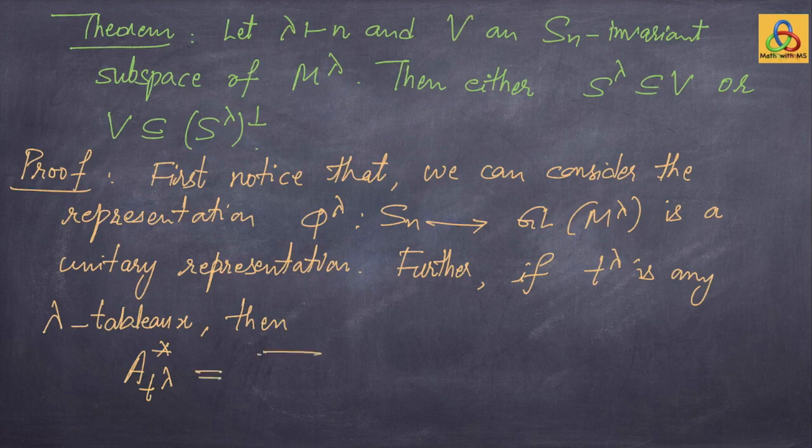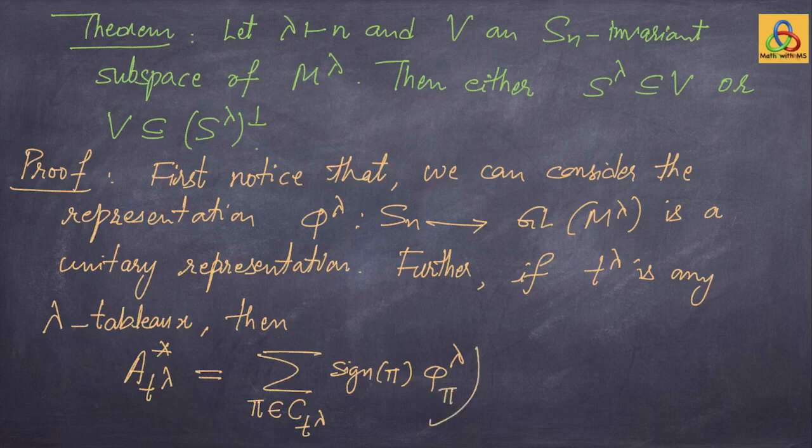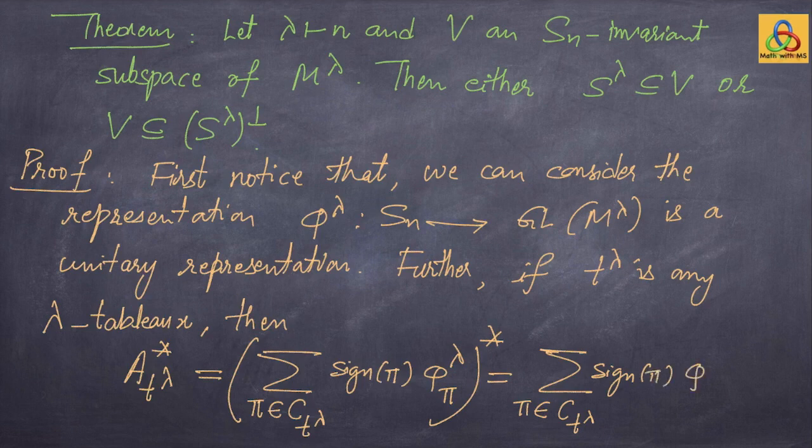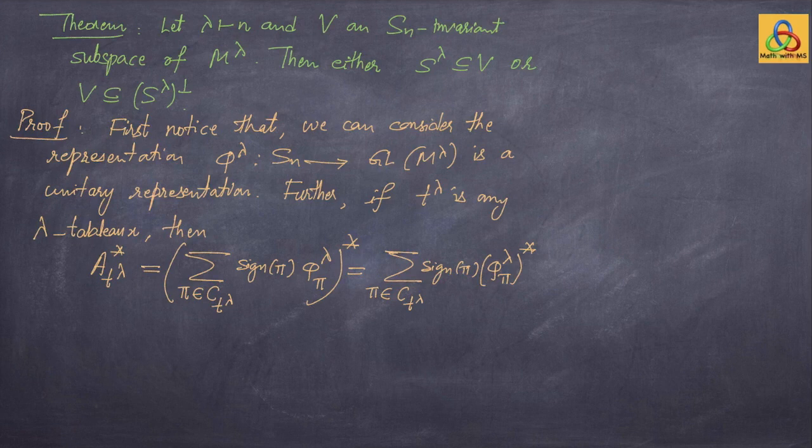That is by definition summation pi belonging to column stabilizer of T lambda, sign of pi, into phi lambda acting on pi, and take its adjoint. This is simply a finite sum of these operators phi lambda pi's. So the adjoint will go in. This is just the same as summation pi belonging to column stabilizer of T lambda, sign of pi, phi lambda pi, its adjoint. But our representation is unitary.